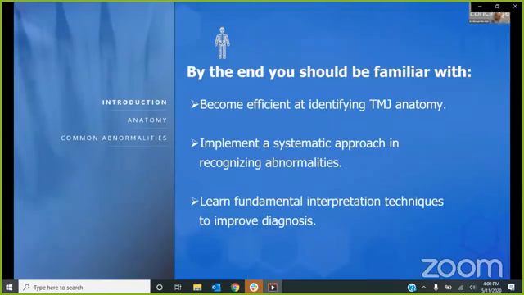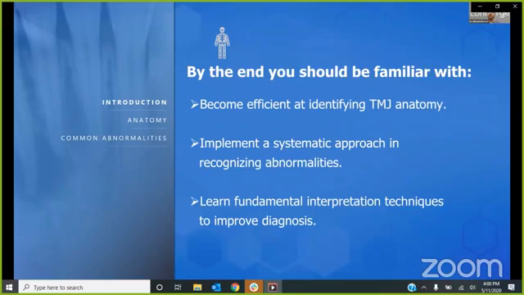So by the end of this presentation, I hope that we'll have a better idea of identifying TMJ anatomy. Now, I'm not going to cover all of the anatomical structures because you have to understand cone beam CT is not ideal when you're looking for soft tissue. Now, we can have an idea of what's going on with the soft tissue based on the osseous changes, but cone beam CT is not good for looking at soft tissue. So I'm just going to review the osseous structures and the bony areas. Also, be able to have a systematic approach in recognizing abnormalities.